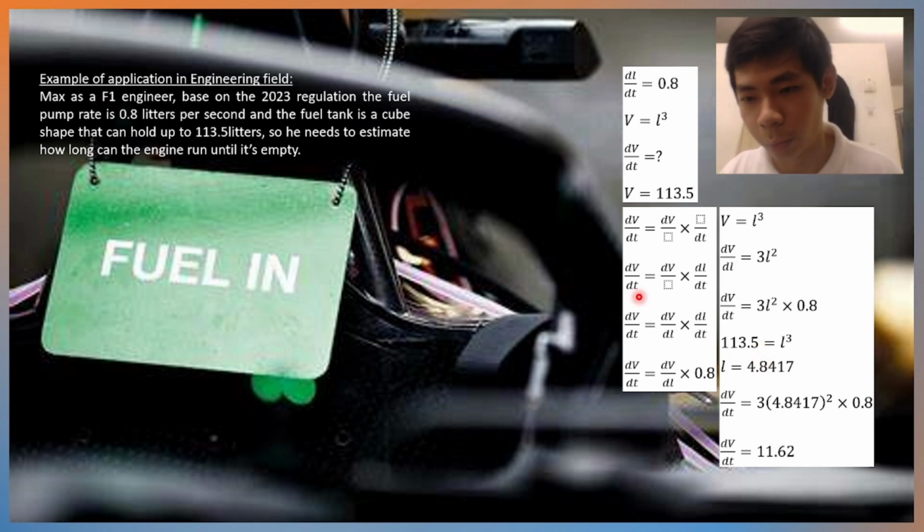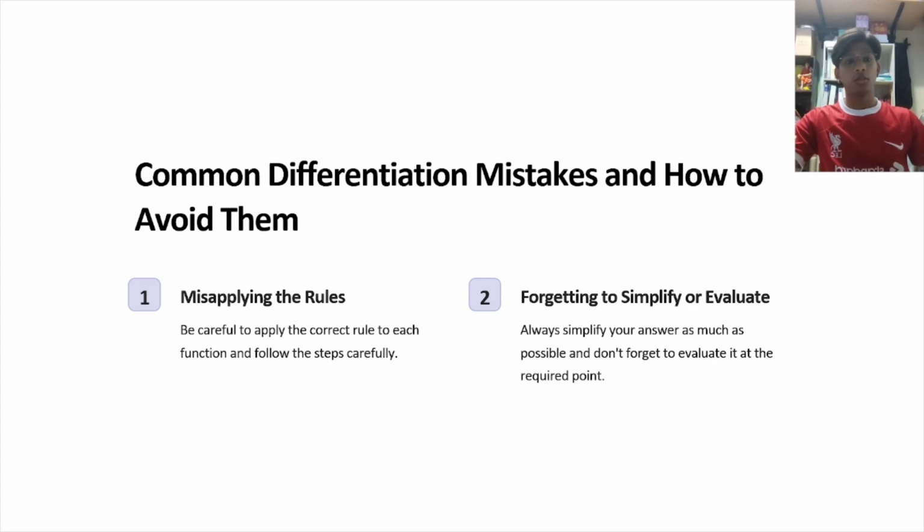I'm going to pass to my teammate Rishi. So these are some of the common differentiation mistakes and how to avoid them. The first one would be misapplying the rules. We should be careful to apply the correct rule to each function and follow the steps carefully. The second one would be forgetting to simplify or evaluate. Always simplify your answer as much as possible, and don't forget to evaluate it at the required point.